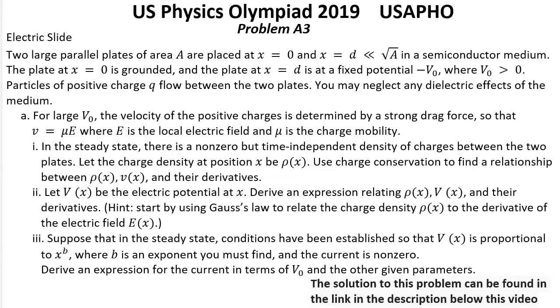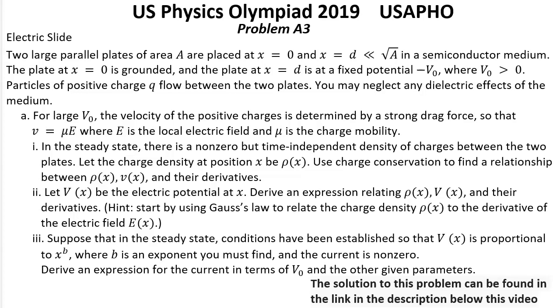US Physics Olympiad, year 2019, USAPHO, final round. Problem A3. Electric slide. Two large parallel plates of area A are placed at x equals 0 and x equals d, which is much less than the square root of A, in a semiconductor medium. The plate at x equals 0 is grounded, and the plate at x equals d is at fixed potential negative V0, where V0 is greater than 0.